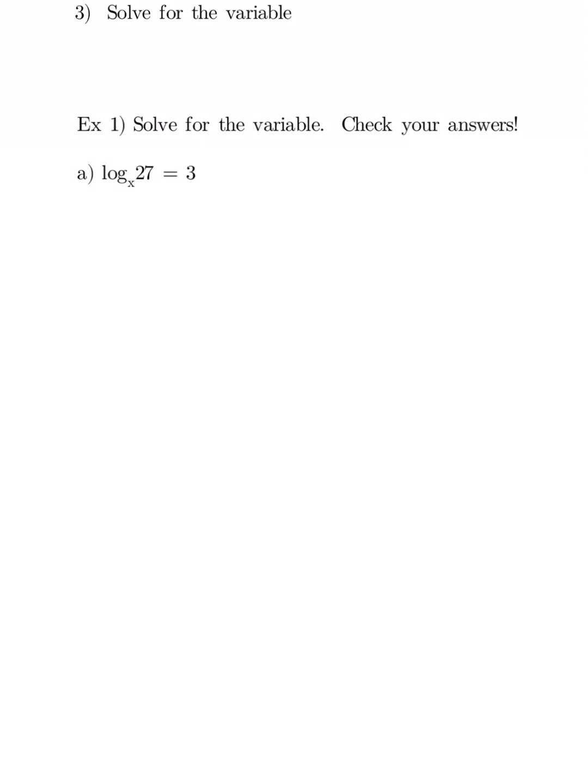Our first example is log base x of 27 equals 3. The logarithm is already isolated. It's the only thing on the left side. So we're going to go straight to writing in exponential form. In order to do that, we would have x to the third equals 27. Well, what number to the third equals 27? That is 3.